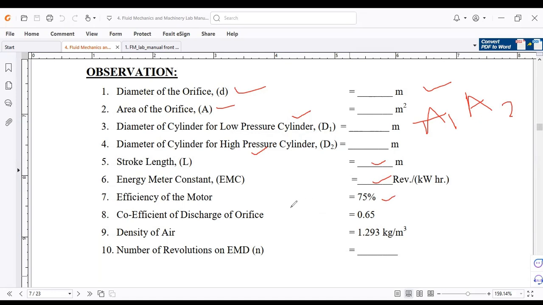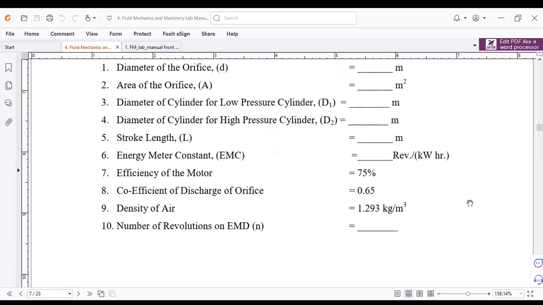Efficiency of the motor is taken as 75%. Coefficient of discharge of the orifice is taken as 0.65. Density of air is 1.293 kg per meter cube. Number of revolutions of the energy meter disk, you take as 5 for this experiment.